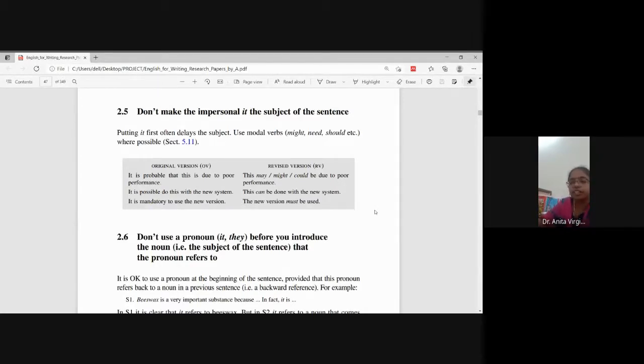Right. So you got it? If you have an original version like this, you can change it to this. Go through your project, at least the paragraph, and if you find something you have mentioned as "it is probable", "it is possible", "it is mandatory", then you can change it. You read it and see, you will feel that it is very good. Next, all these don'ts, you must be very careful.